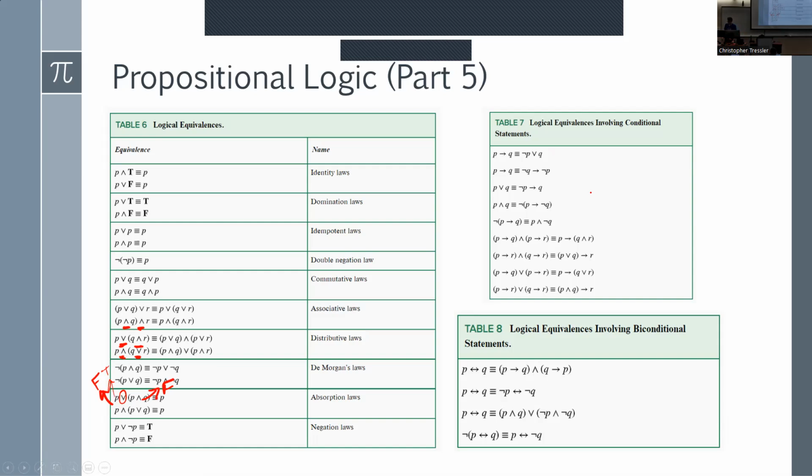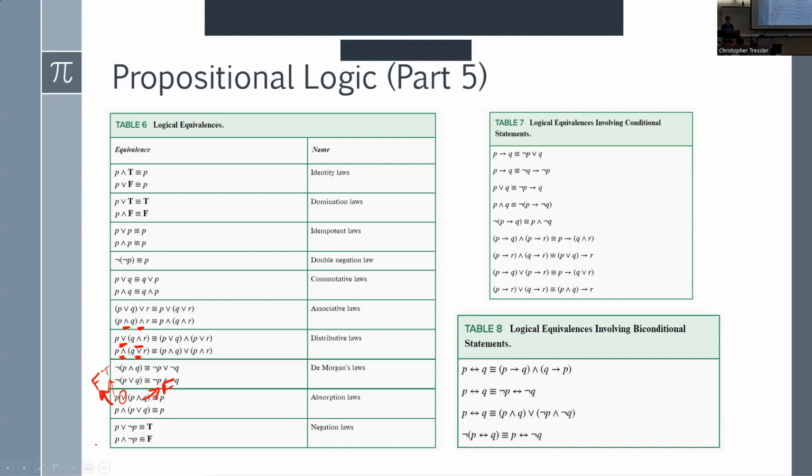So for absorption, if we have P or P and Q, it's just going to be equal to P, because if P is false, the left side is going to be false, but then the right side's also going to be false because we have P ANDed with Q, which means P must be true for that side to be true. So because it's false, they're both going to be false. Meanwhile, if P is true, in the middle right here we have an or. If P is true, that just means the entire thing is going to be true, which once again, if you were to write a truth table of some sort, will show you that this law holds up.